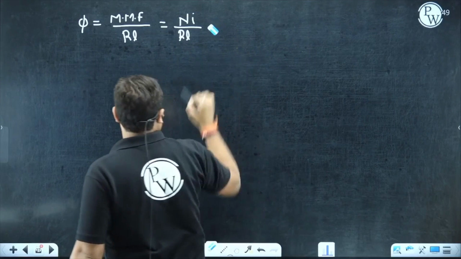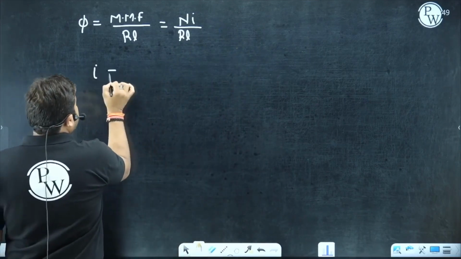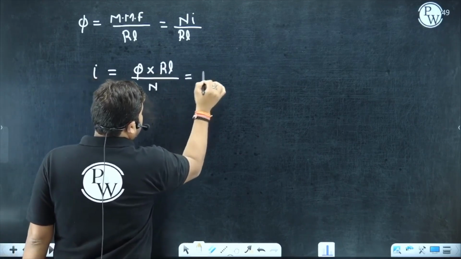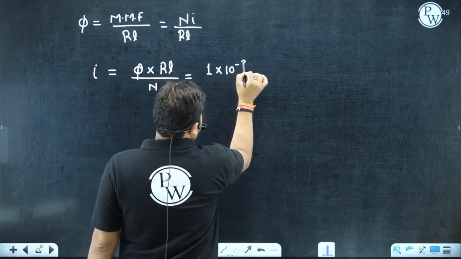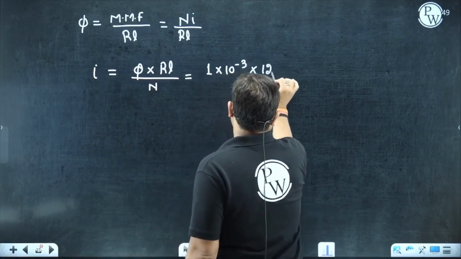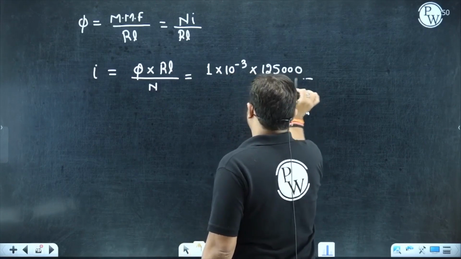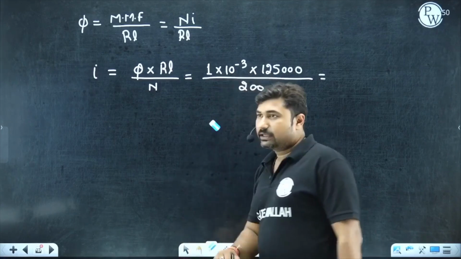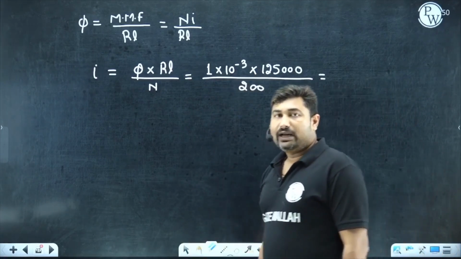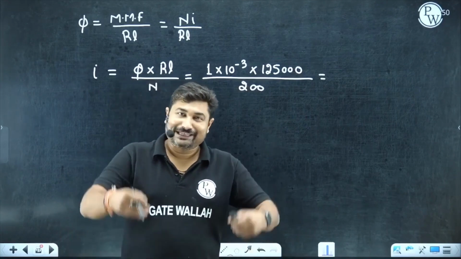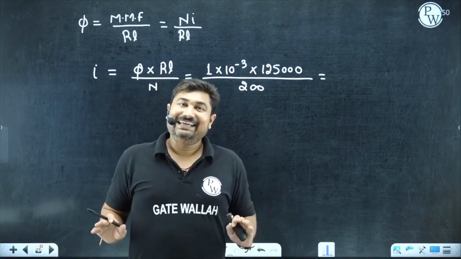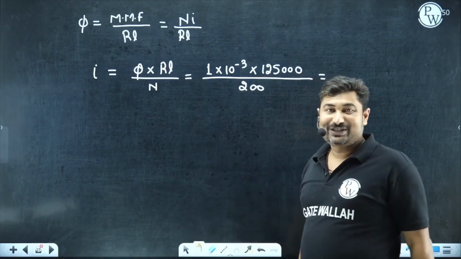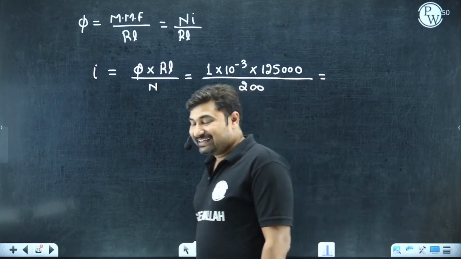And we have the value of flux. So current is flux into reluctance upon number of turns. 1 milliweber means 10 to the power of minus 3, into reluctance 125,000, by number of turns 200. So please find the value of current needed to set up the flux of 1 milliweber in the ring. Now you can create any amount of flux in any dimension of core.